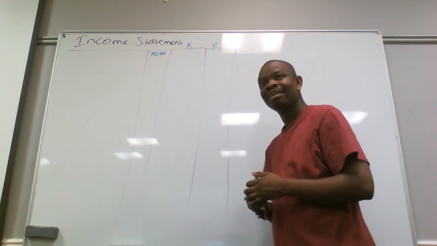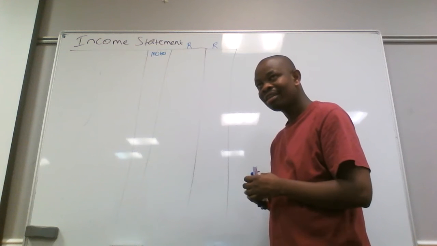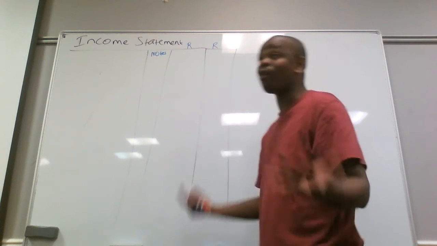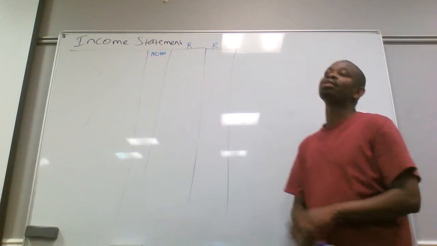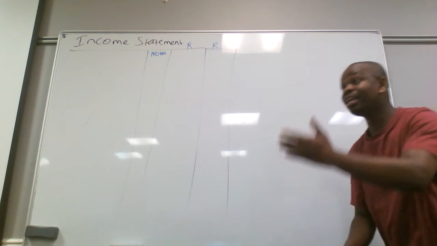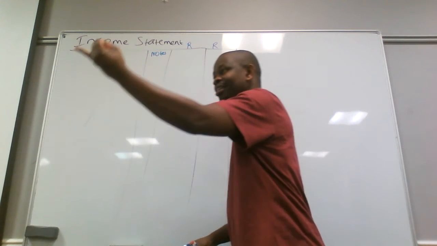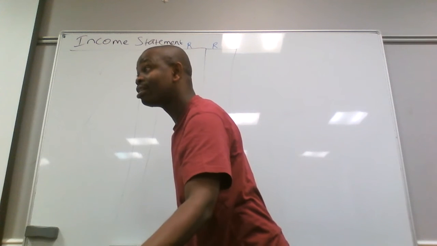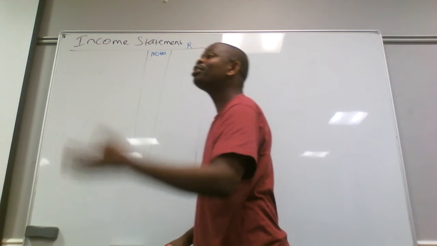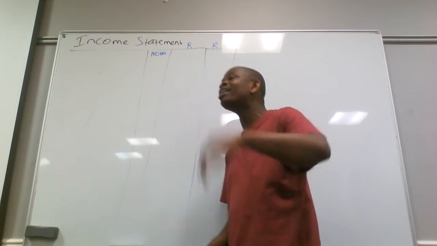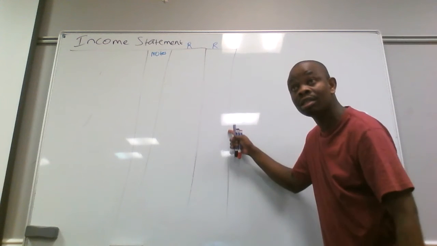Assets, liabilities, and owner's equity fall under what? Balance sheet. Meaning, income and expenses fall under what? Nominal. Meaning, do not waste time by looking at the balance sheet when you are dealing with nominal accounts.